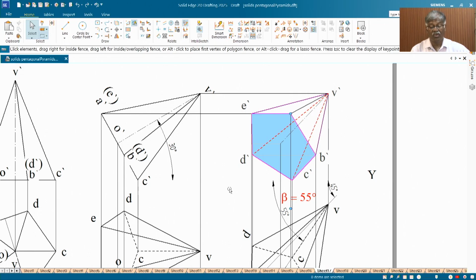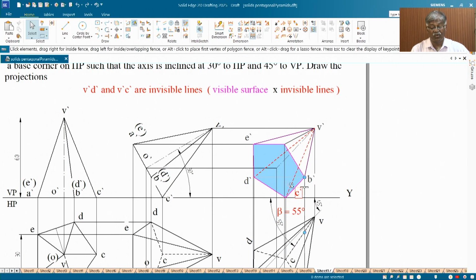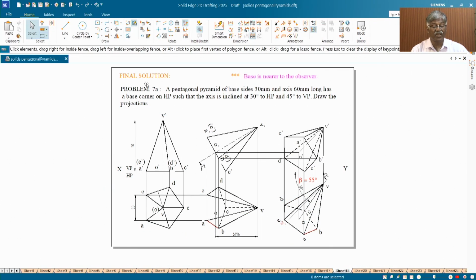So okay, now after completing this, then axis reference you have to complete. Then this completes the problem on the pentagonal pyramid with base corner on HP and axis inclined at 30 degree to HP, and the axis also inclined at 45 degree to VP. Then you get beta, then this is the solution. So this is the final solution when base is near to the observer.